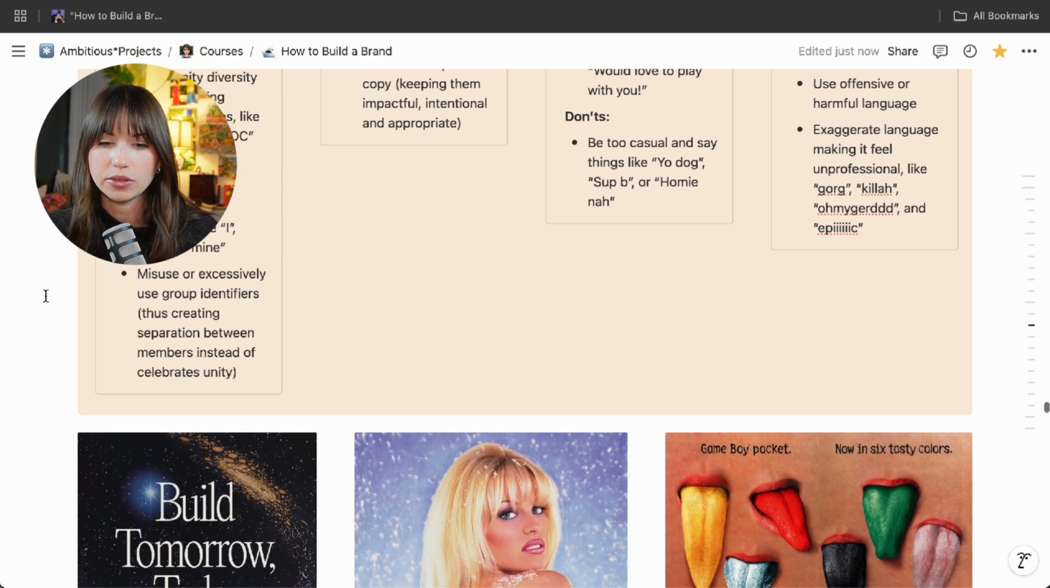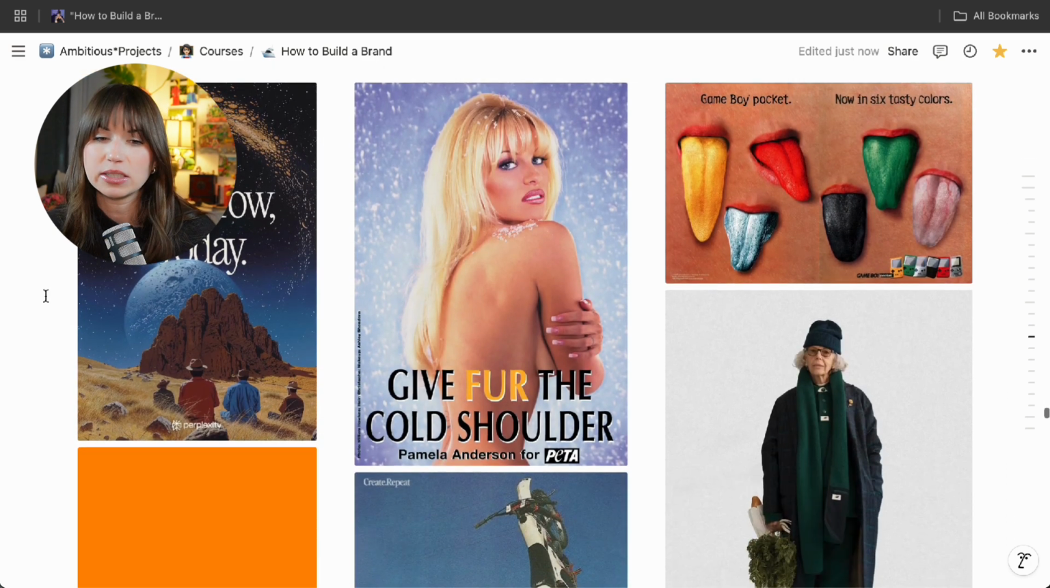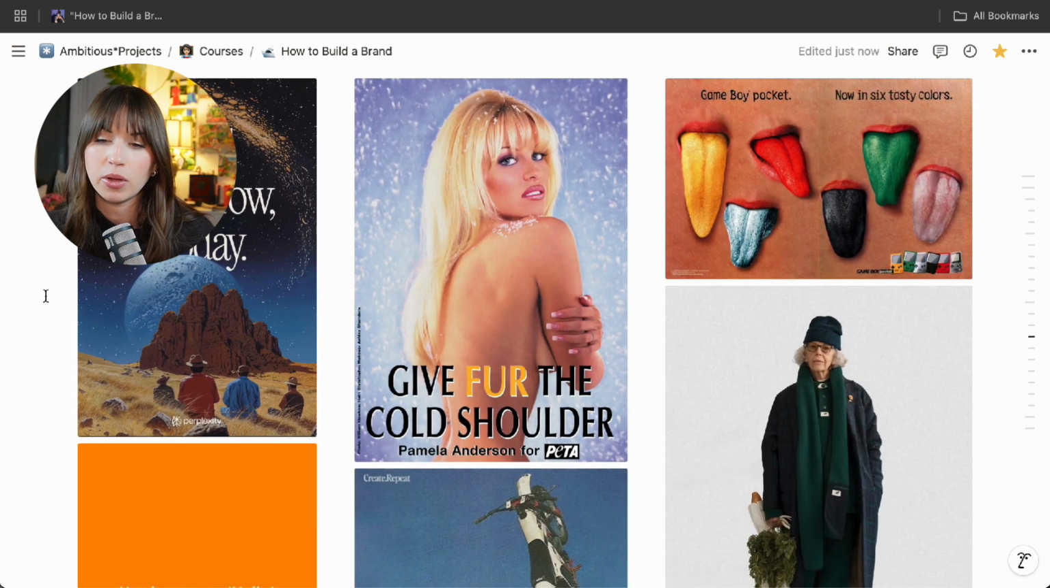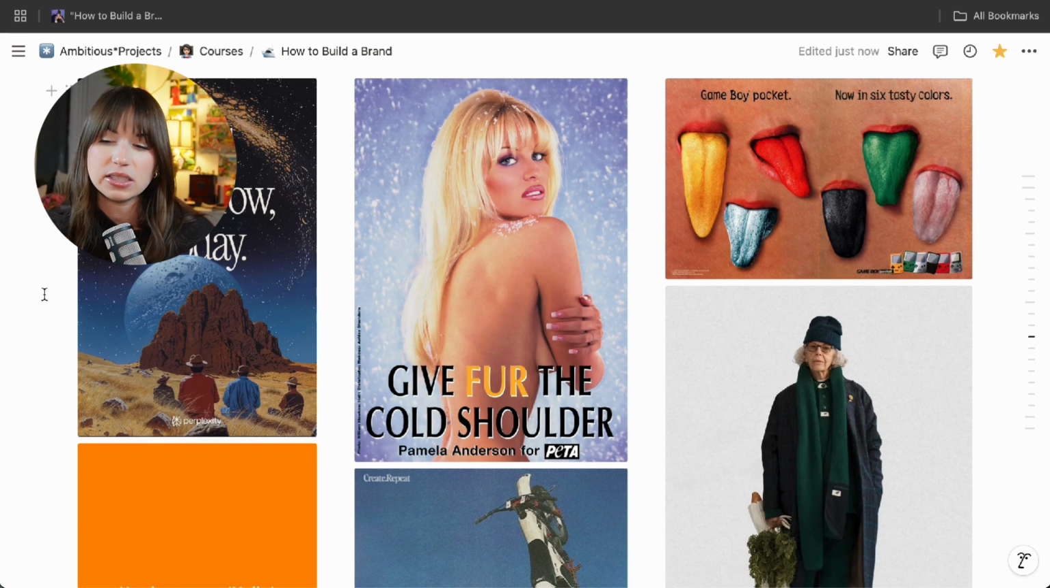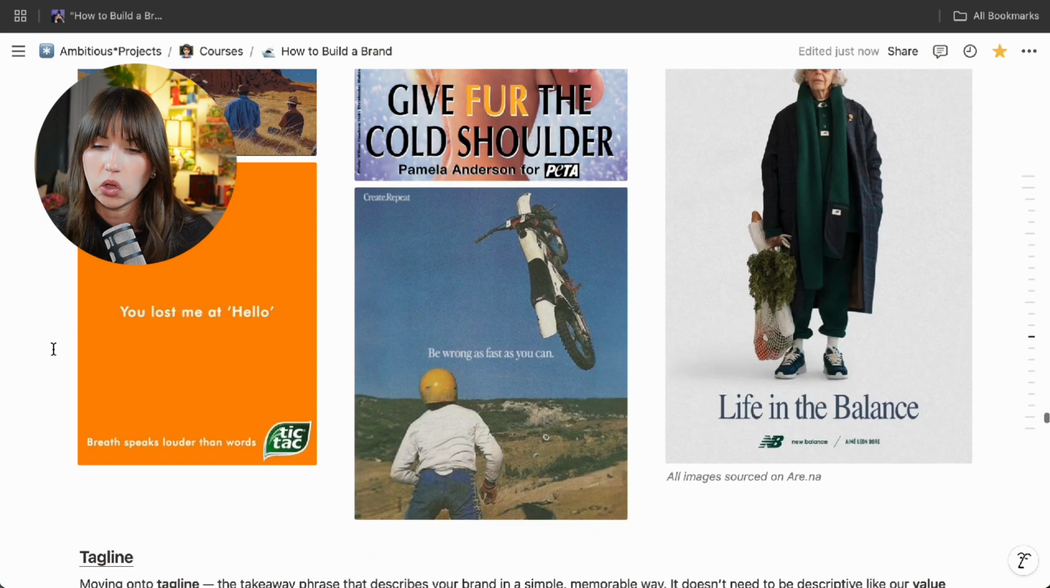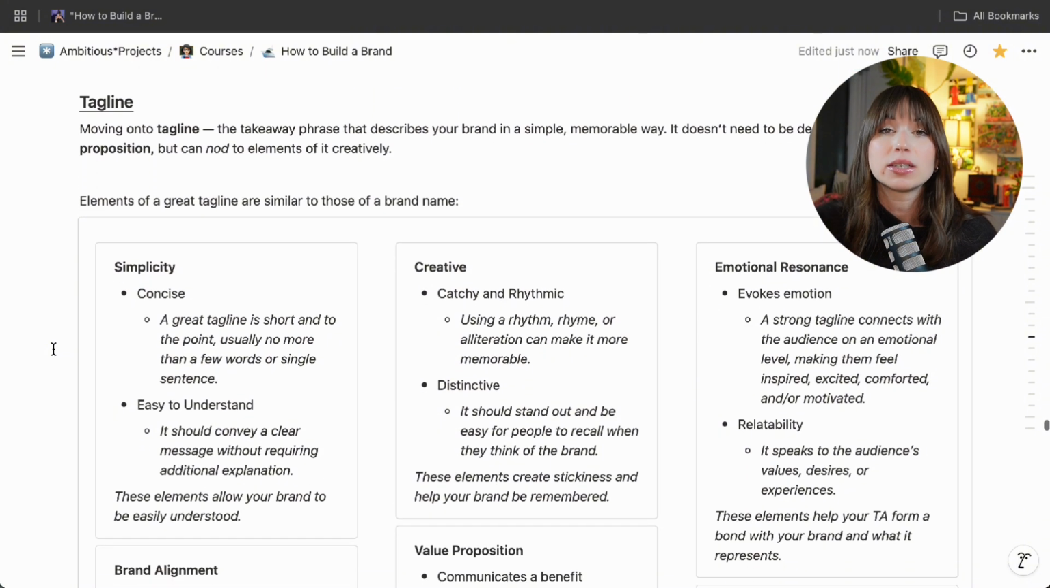Here are some examples of tones of voice from different brands that come through. We have this Pamela Anderson ad of "Give Fur the Cold Shoulder" from PETA, this Game Boy Pocket ad that says "now in 6 tasty colors." It's these small things that go a really long way. This lathers up to our tagline.